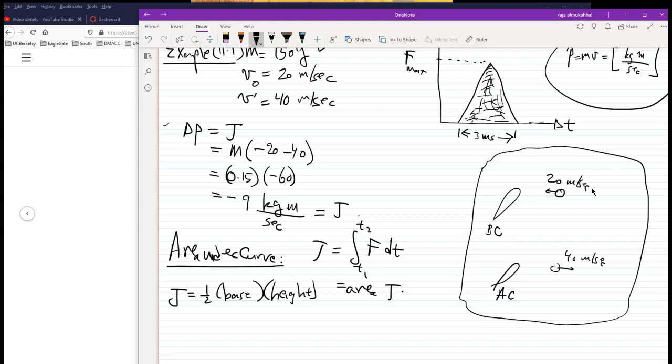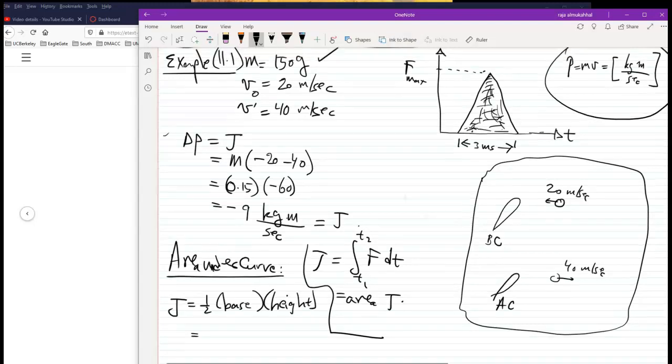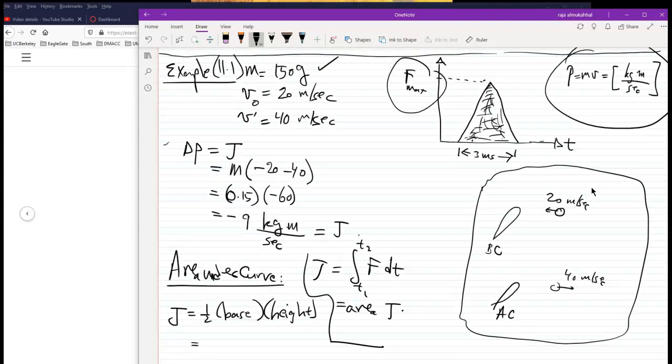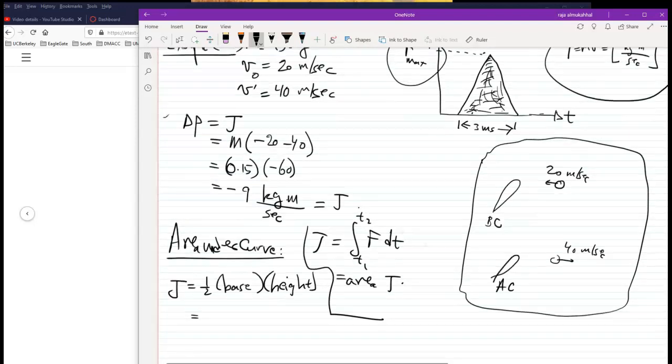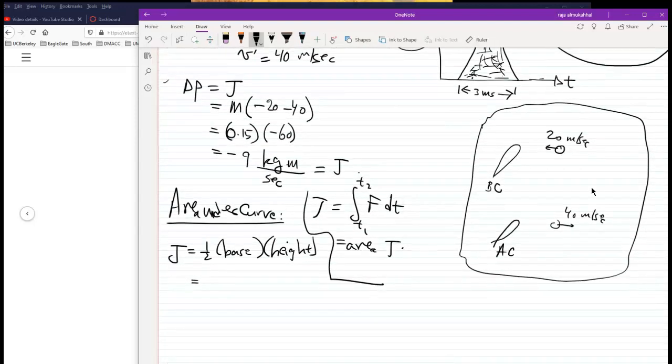Now here is the trick. Watch this. What is the height? Well, the height is basically F max. See that? The height is F max. So basically, J here is 1/2. The base is 3 milliseconds right there, 3 times 10 to the negative 3. And the height is F max. And that's equal to J.